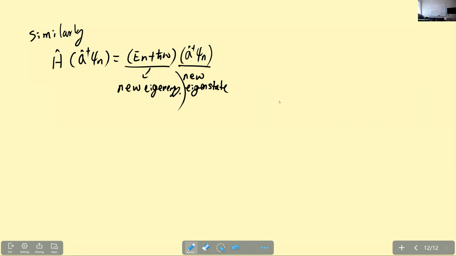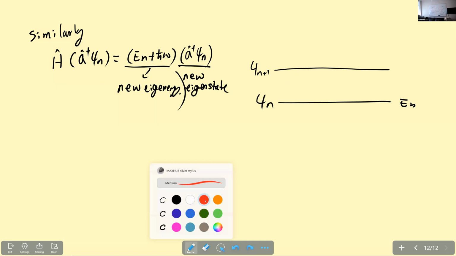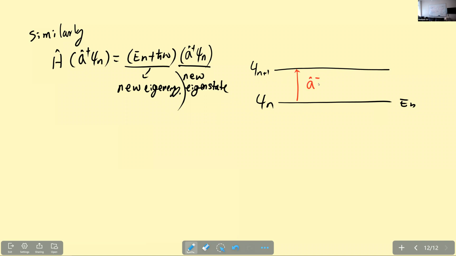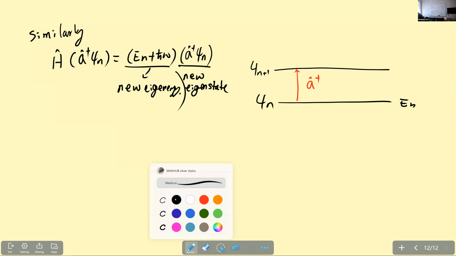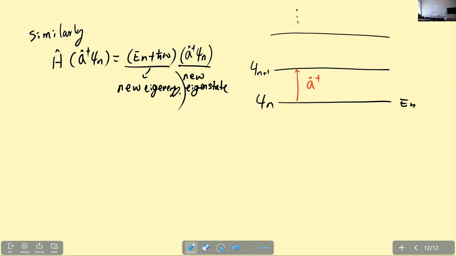So that means if I have a state |m⟩ with energy E_m, you can go up, get |m+1⟩ by applying this a†. You can apply this one further and further, right? So you can get a state with energy E_m plus ħω. This is E_m plus 2ħω, and this is |m+2⟩. By applying this one.